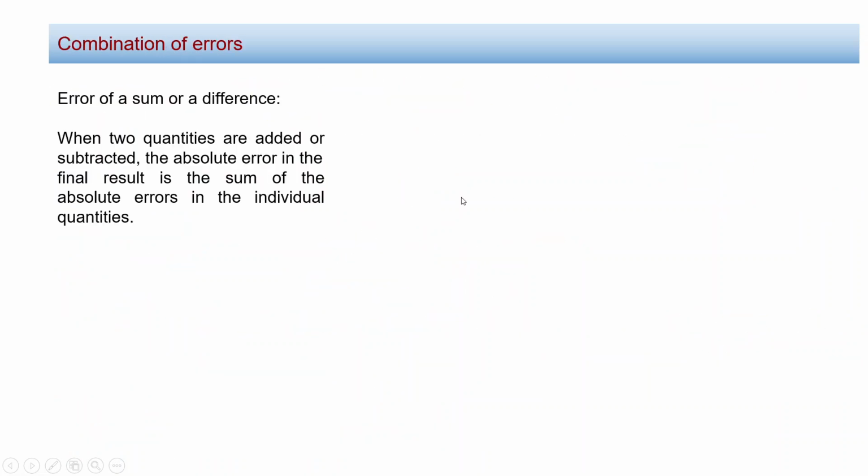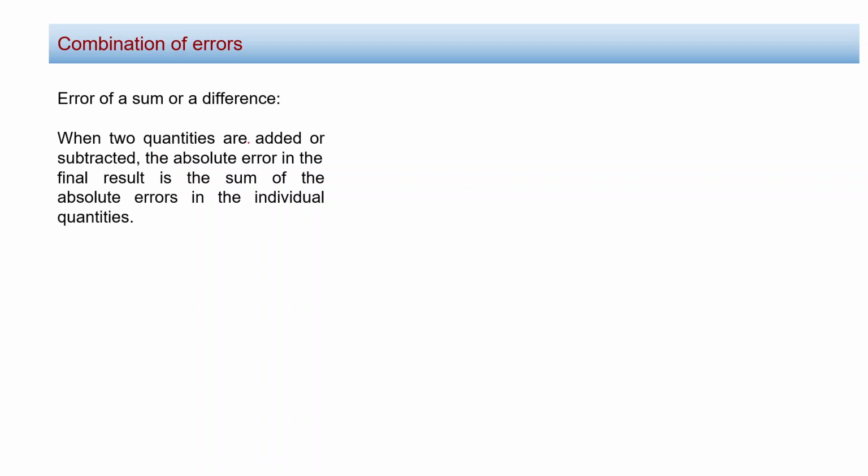Now we'll see, if we do some measurement and we have to add or subtract two values which have some error in them, what we do with the error. So the rule is: when two quantities are added or subtracted, the absolute error in the final result is the sum of absolute errors in the individual quantities.